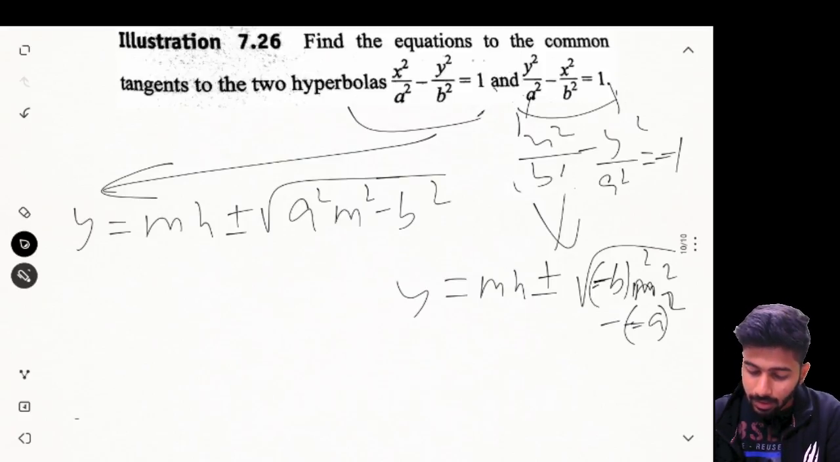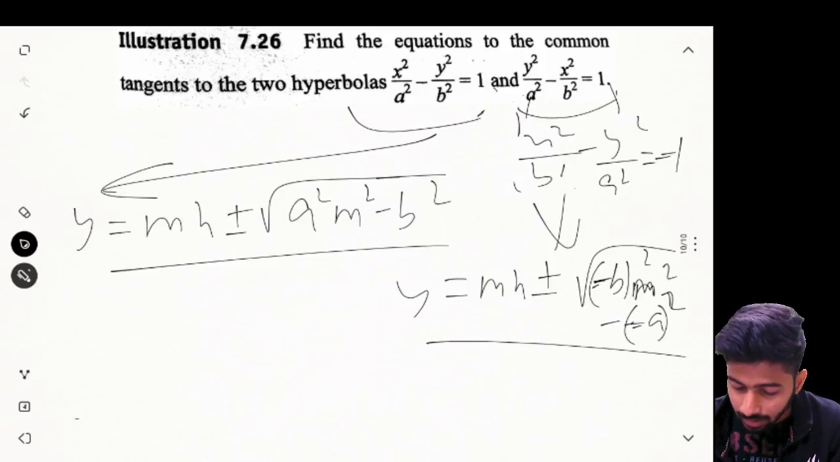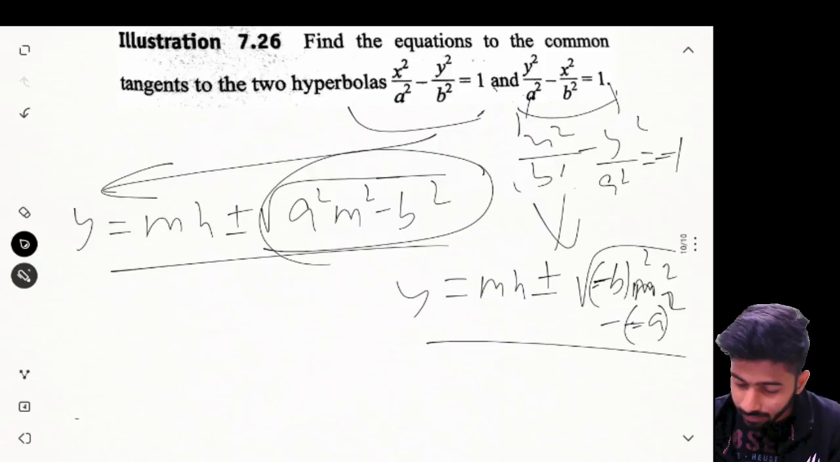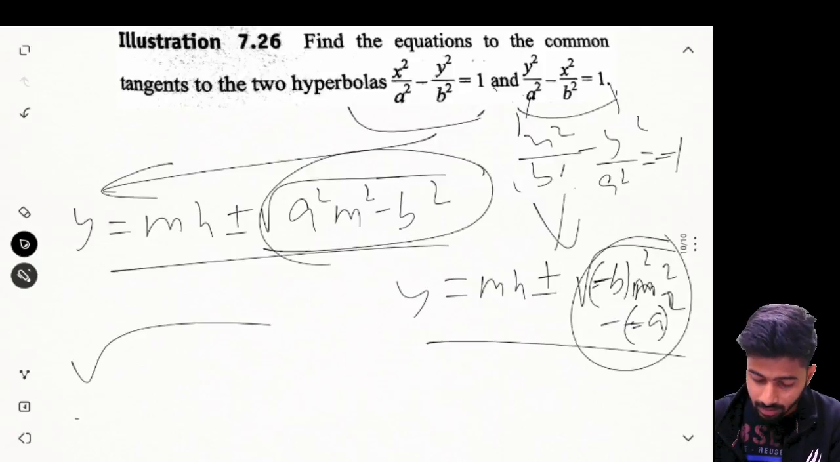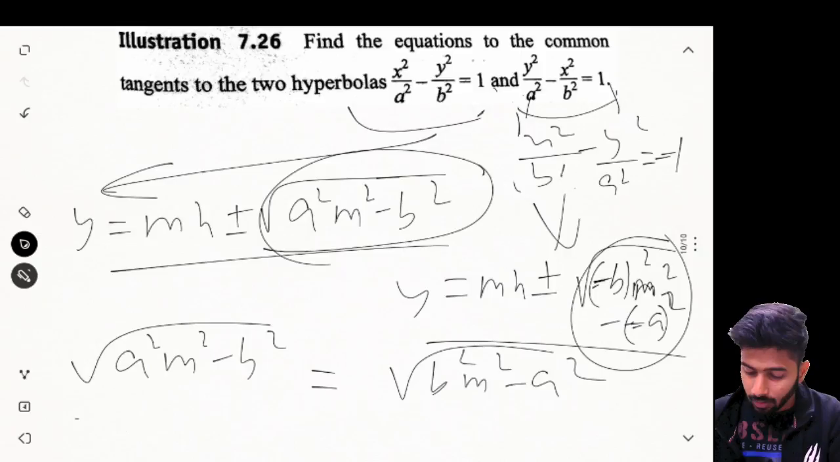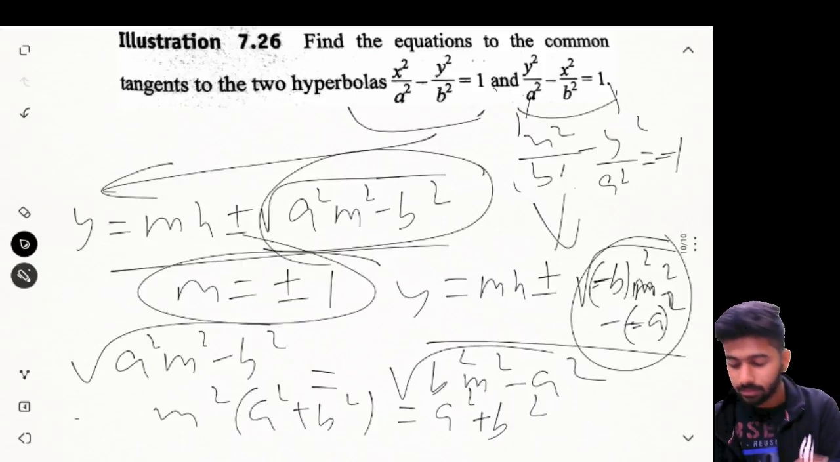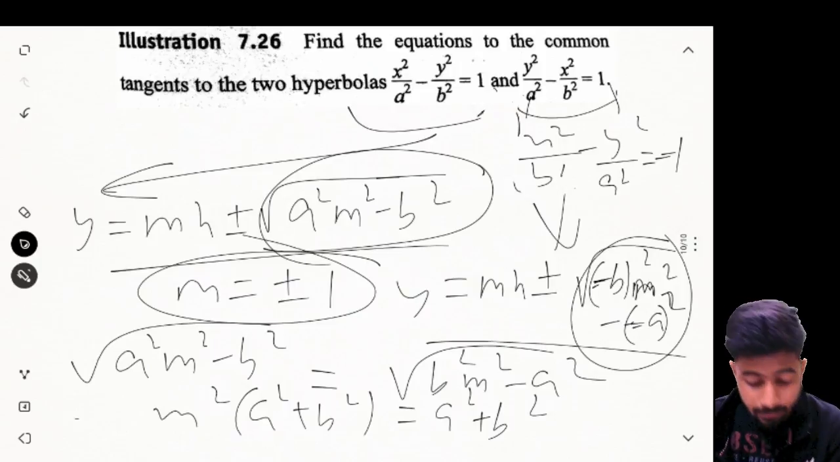Remember that you want the common tangents to these two curves. That means these two lines have to be the same. So the only way these lines differ is by these constants. So what you'll do is equate these constants. You'll equate under root a square m square minus b square is equals to under root b square m square minus a square, which will actually give you the same condition, m square into a square plus b square is equals to a square plus b square. This was the shortcut for doing this problem, right? So it will give you the same answer.